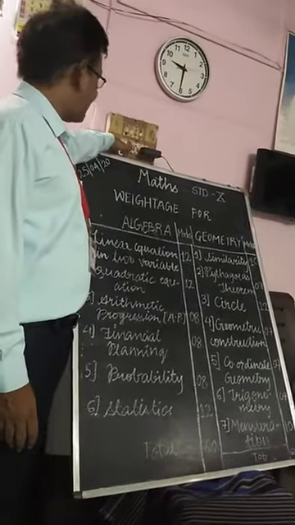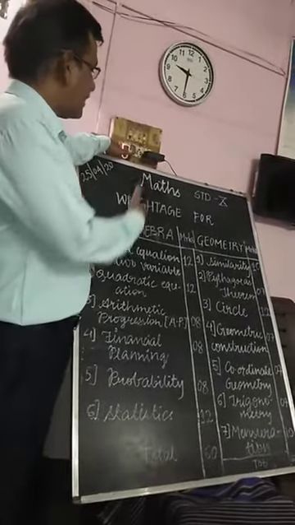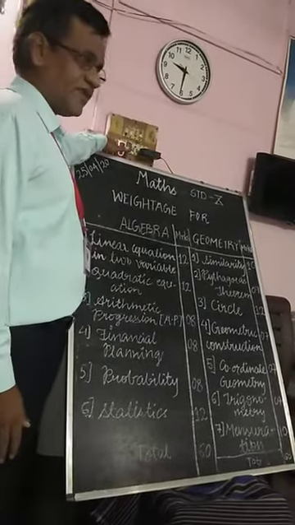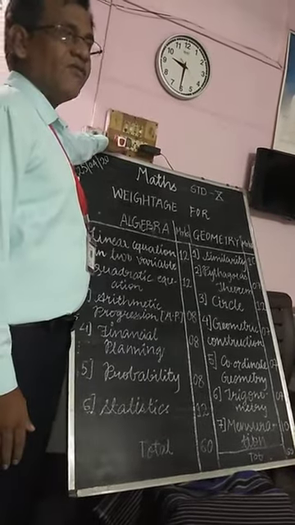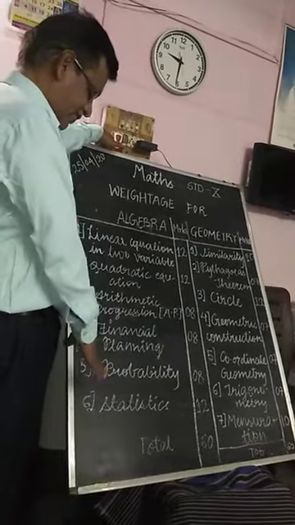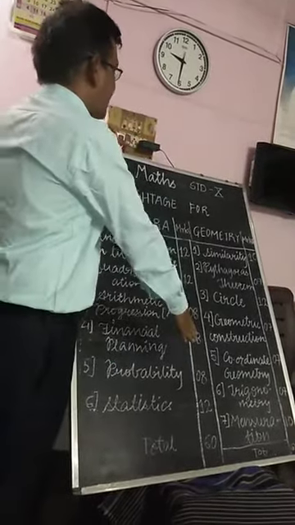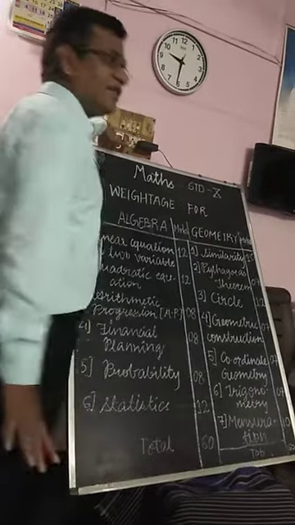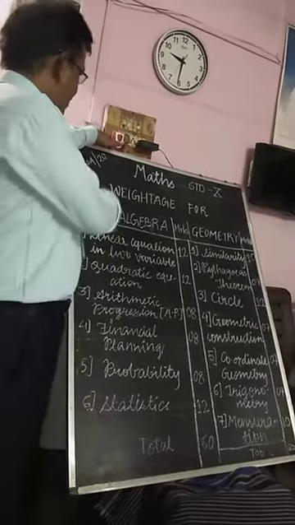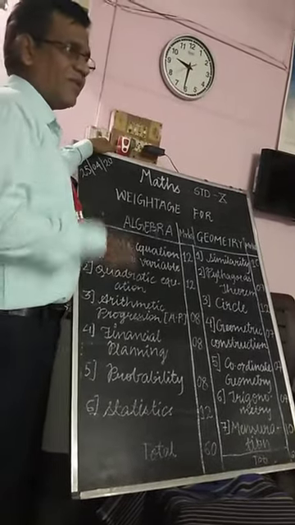So in Maths 1, there are 6 chapters. In Maths 2 there are 7 chapters. For the 40 marks paper, in Maths 1 we have to learn 6 chapters, and for the 40 marks theory paper in Maths 2 we have to learn 7 chapters. Now we have to discuss the chapters one by one.